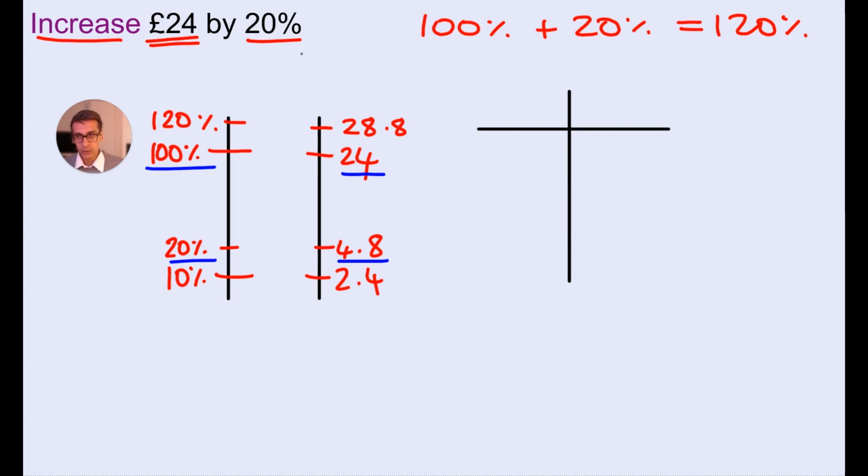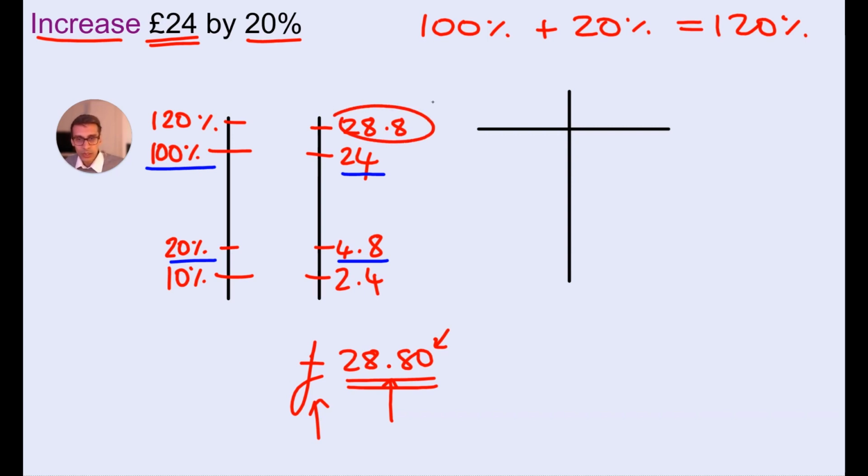Now this is given in currency. If it was just 24 with no units, that would be fine as an answer. But because it's currency, our answer will be 28 pounds 80. So we need that 0 at the end, we need the decimal place, and we need the pound sign as well. Otherwise, 28.8 will be fine.